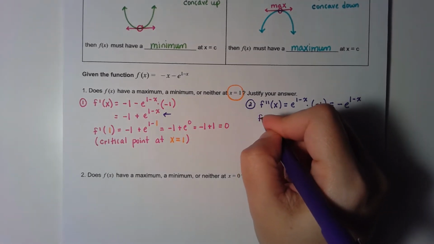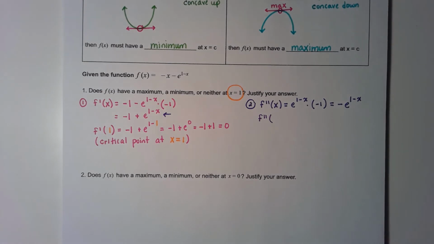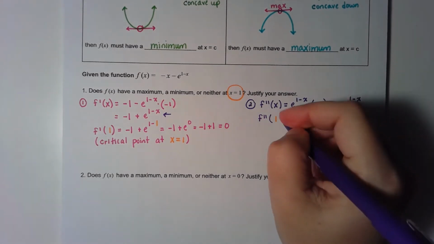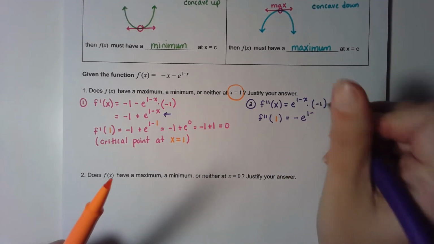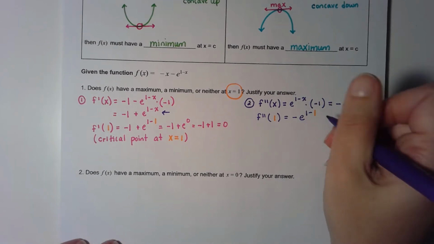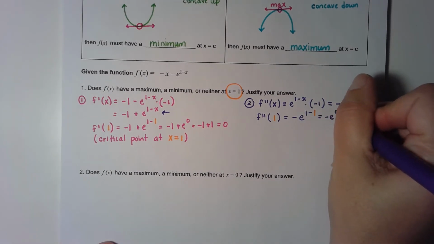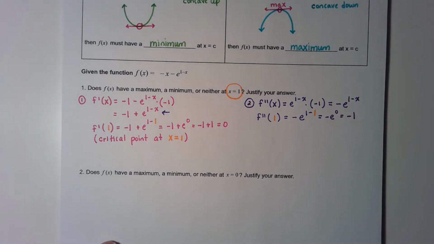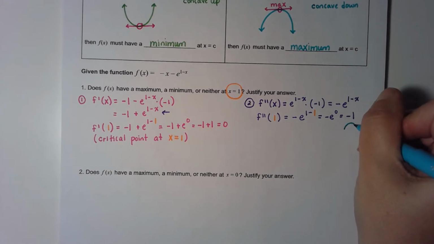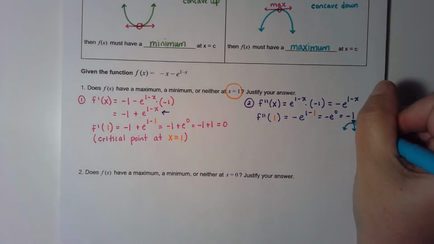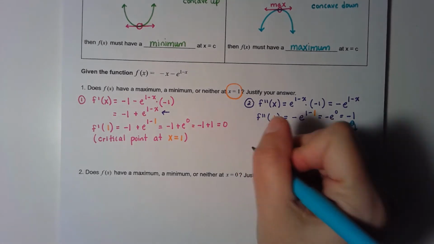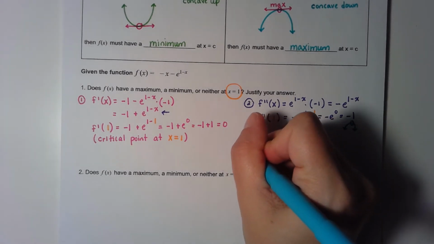Now I'm going to take that number, the positive 1, and plug it in there as well. When I plug in the number 1 to the second derivative, I get negative e to the 1 minus 1. And 1 minus 1 is 0. So I get negative e to the 0, which would simplify to negative 1. Since I get negative 1, it tells me that my function is concave down. Well, if my first derivative is 0 and my function is concave down, then based on this visual, there must be a max.